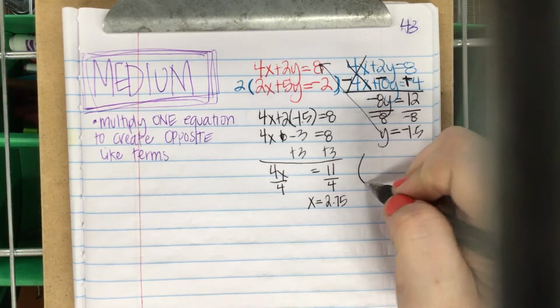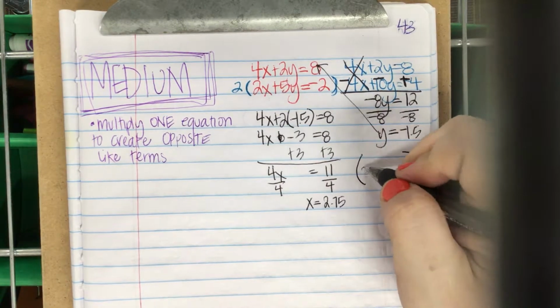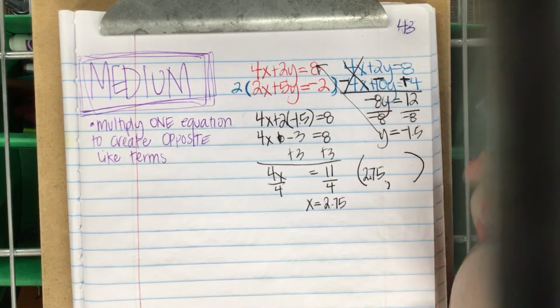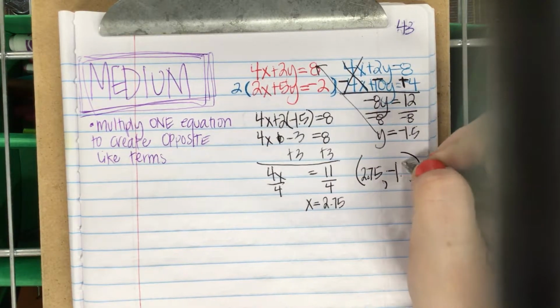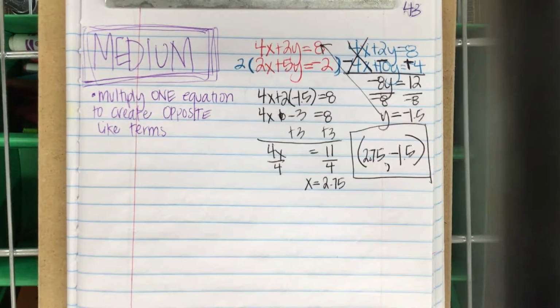Last but not least, make it into an ordered pair. 2.75, 2 and 75 hundredths, and negative 1.5. Decimals happen. It's okay. Your homework will not have decimals, so don't freak out. You're okay. Life is a world of decimals. Get used to them.